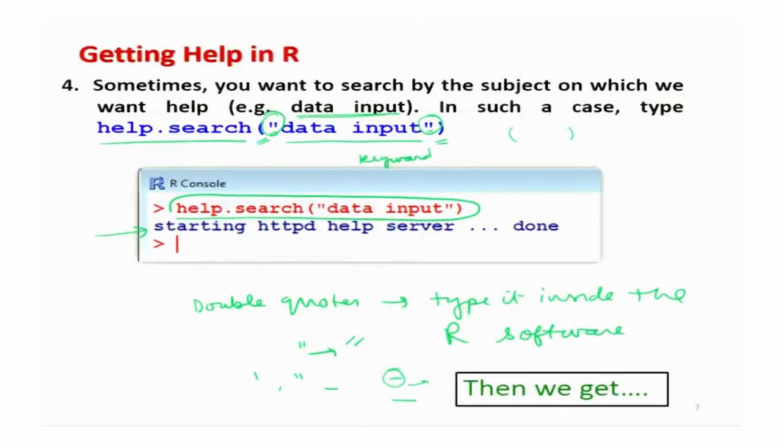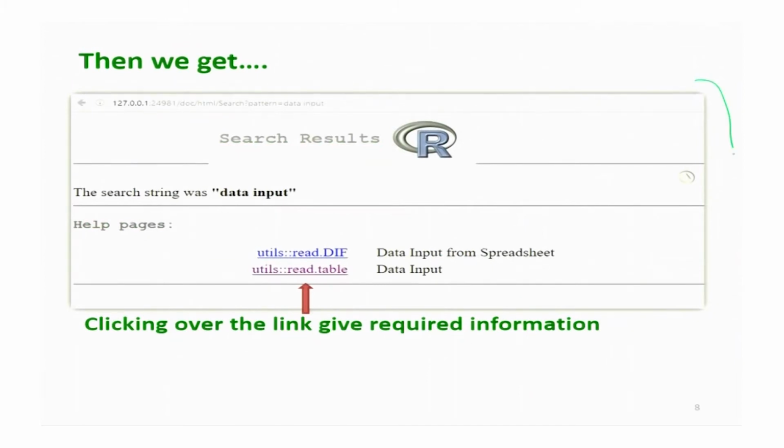Once you use the command help.search, and inside the parentheses within double quotes you type data input, you get this type of web page. Here you can see it is showing something like utilities, actually read.table, and this is for data input, and it is giving another option, data input from a spreadsheet, etc.